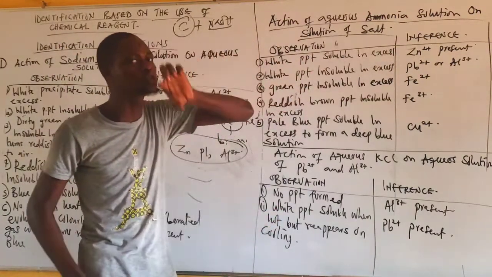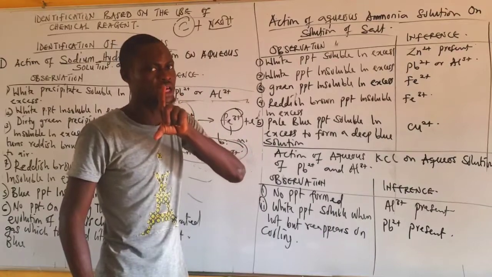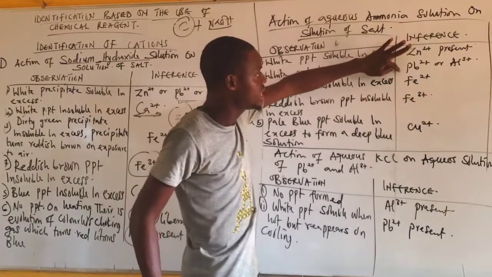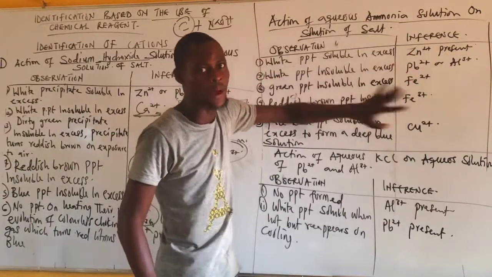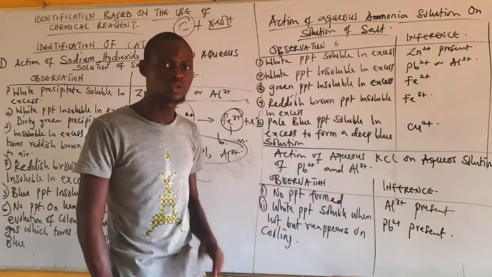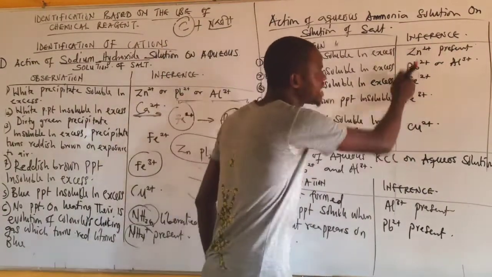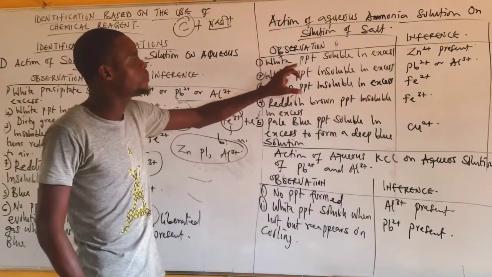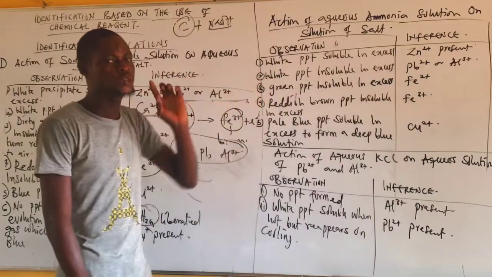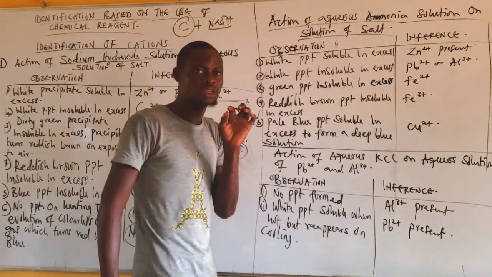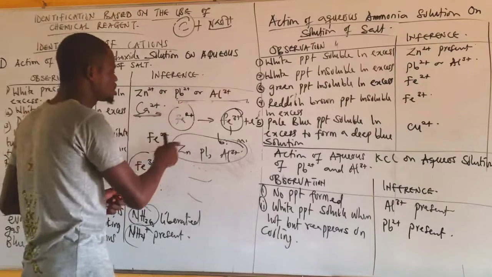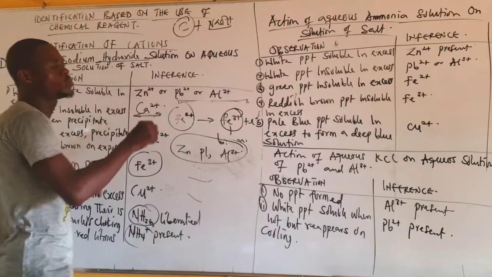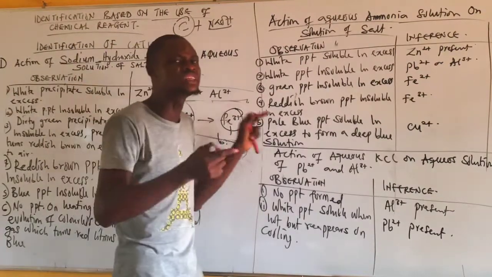If you are asked to add ammonia solution, note that using ammonia solution you can test for zinc, lead, aluminium, iron 3, and copper only. If you have to use ammonia solution, you can test for these cations only. Now, if you put ammonia solution there, when white PPT which is soluble in excess is produced, that is zinc. Ammonia can be used to distinguish the three of them. If ammonia is poured in the solution, only zinc will be soluble, while lead and aluminium will be insoluble.